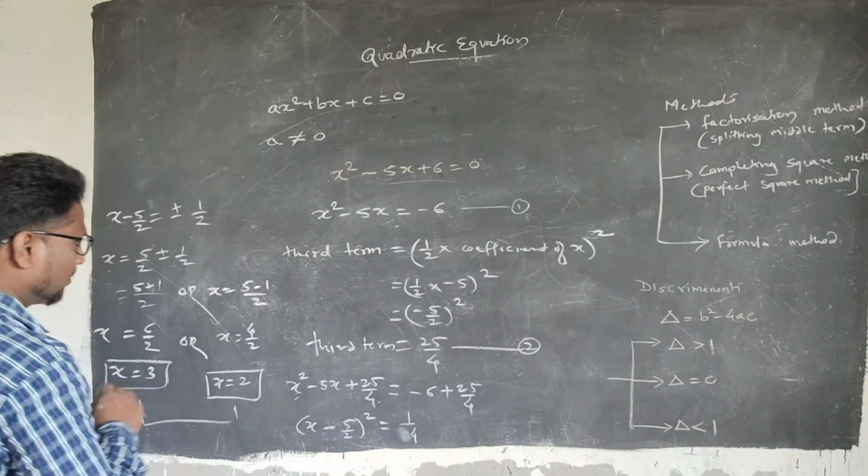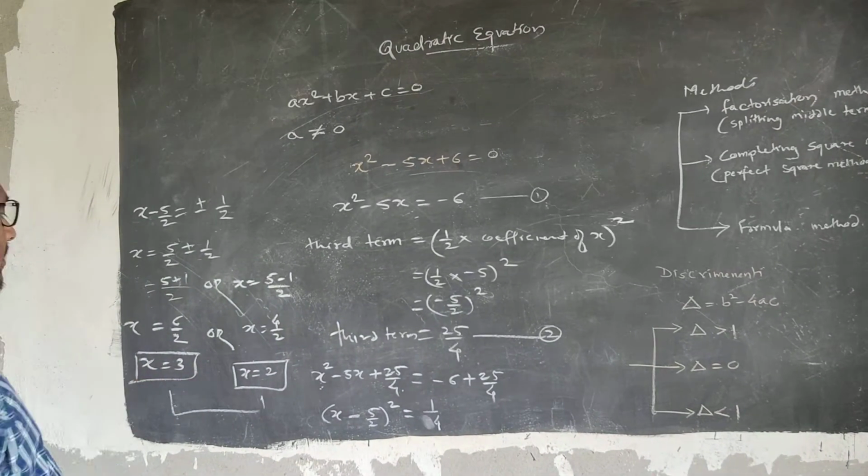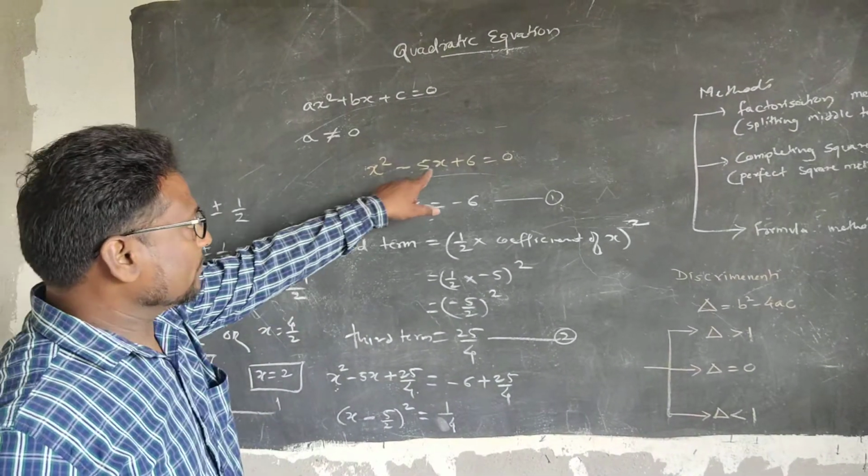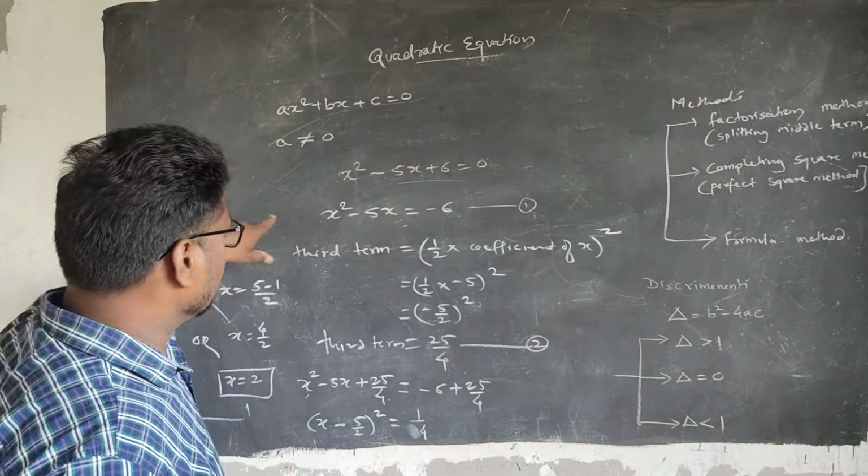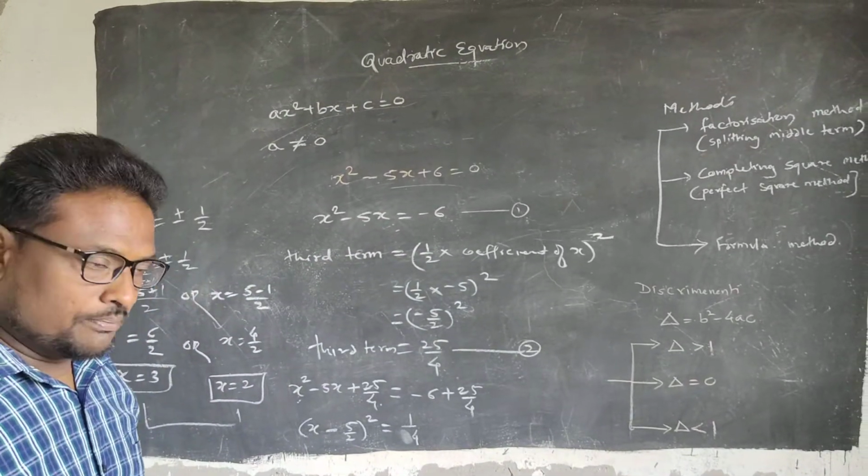Dear friends, you can observe clearly that you are getting the same answer for this quadratic equation when we solve with the perfect square method.